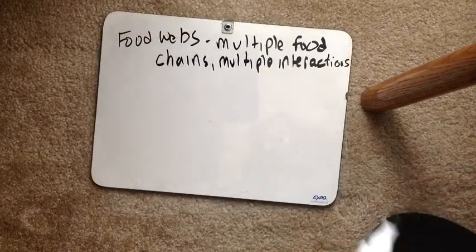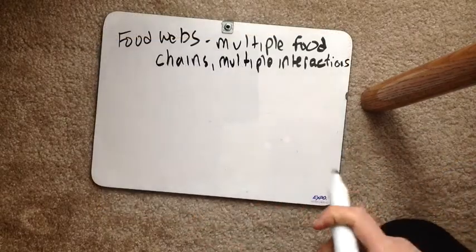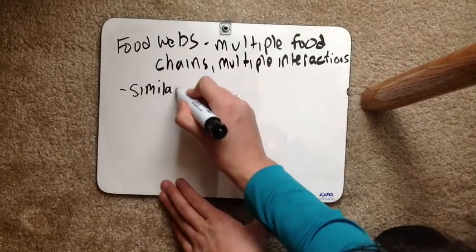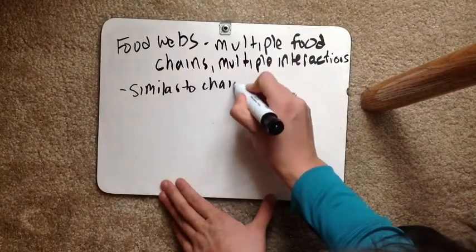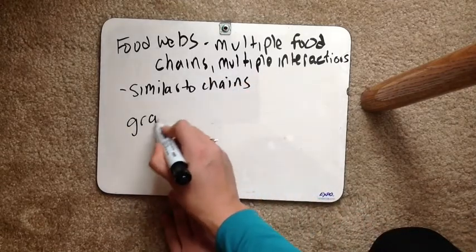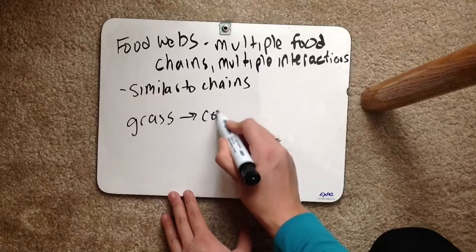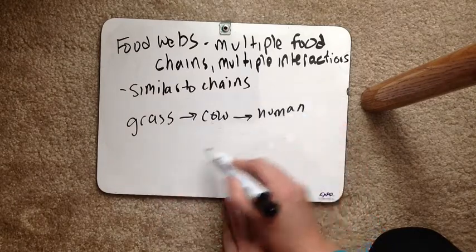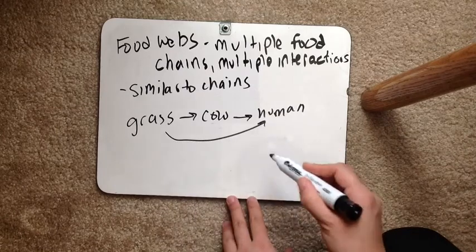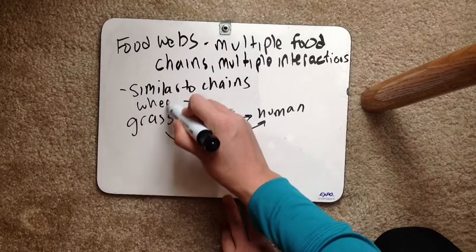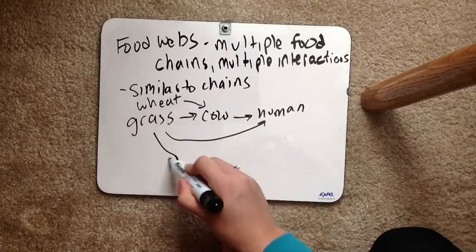Next we'll talk about food webs. Food webs show multiple food chains and multiple interactions. So these are similar to chains, but we see multiple things going on. If we start with our grass, the previous example of grass to a cow to a human, we can add other levels. For example, humans can also eat the grass. Cows can also eat wheat. Grass can also be eaten by horses.